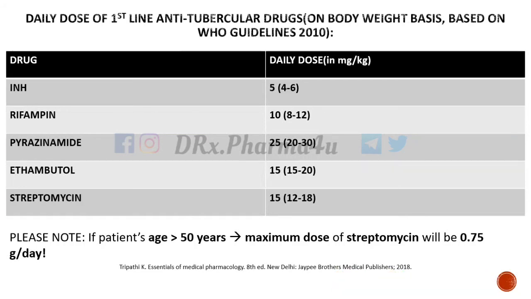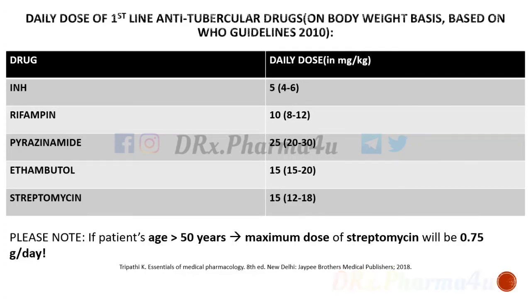Daily dose of first-line anti-tubercular drugs based on body weight. So if it is isoniazid, the daily dose should be approximately 5 milligram per kilogram. And in bracket, what I have written is the range. Rifampin can be 10 milligram per kilogram. Pyrazinamide 25 milligram per kilogram. Ethambutol 15 and streptomycin 15 milligram per kilogram per day.